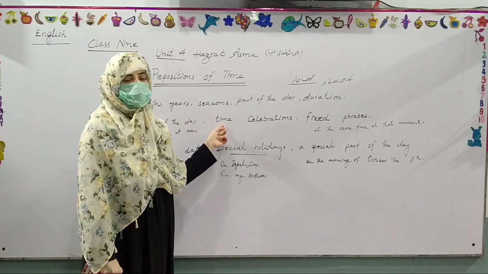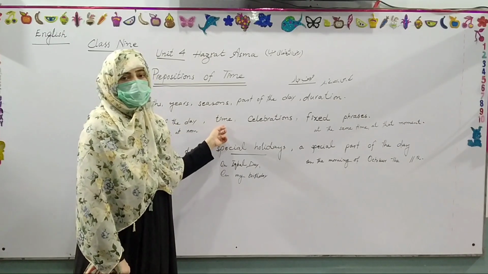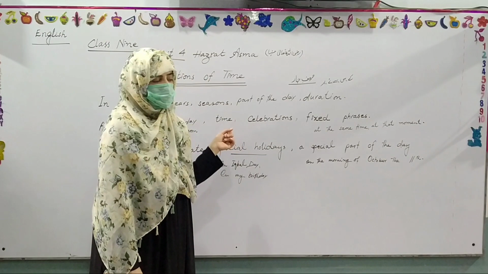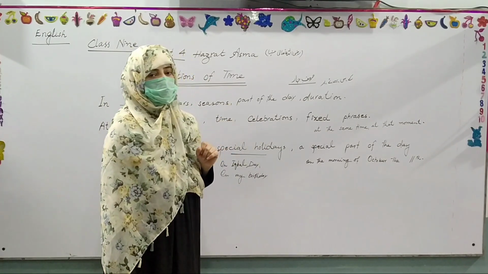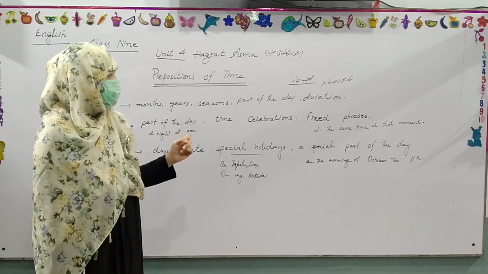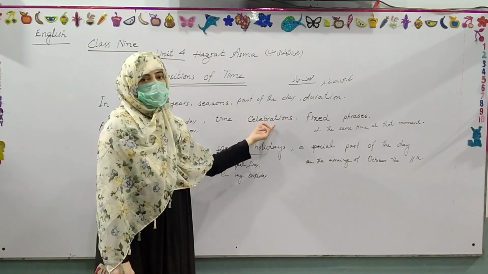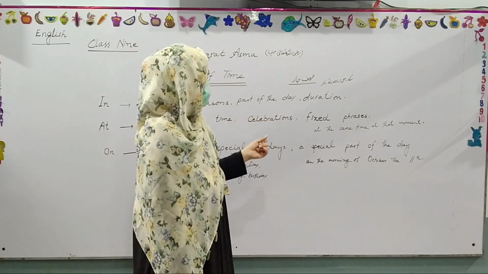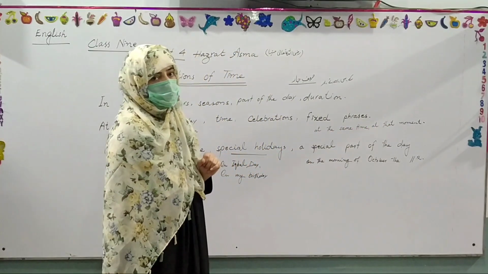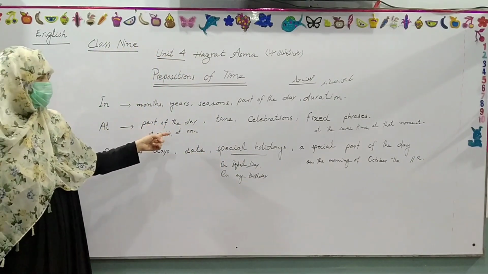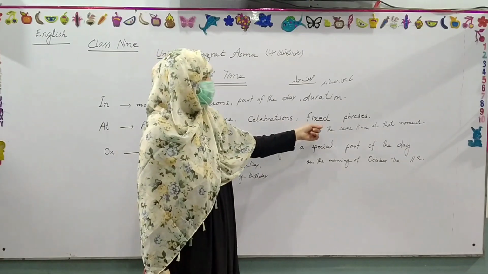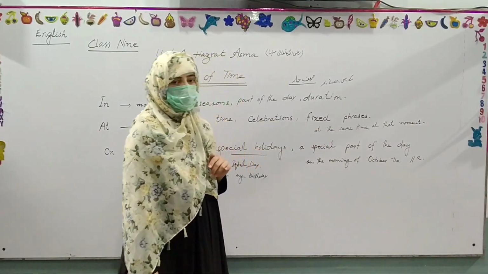And for a certain time, we come to school at 8. We take our meals at 10. For the celebrations, for some specific celebrations, like we celebrate our Eids, like I met him at Eid. For the fixed phrases, like at the same time and at that moment. At is used for the part of the day, like at night, at noon. For some time, at 8, at 10. For celebrations, like at Eid. And fixed phrases, at the same time and at that moment, etc.